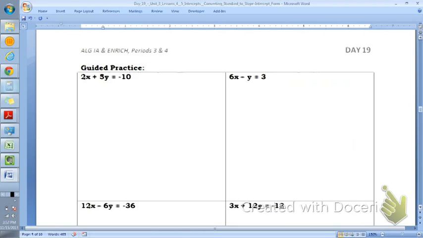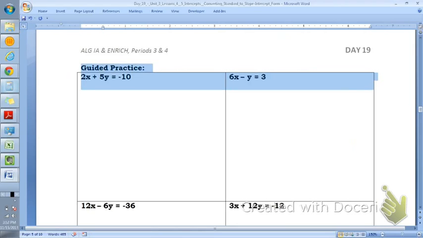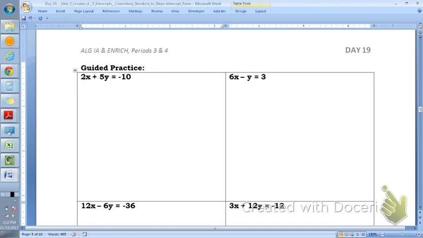Let's try some more guided practice problems. Identify your x term. That'll be the first step. When you identify that x term and see where it's located, you want to move it after your equal sign. Just remember to change its sign. So we have 5y is equal to negative 2x minus 10. You just move that term to the other side of the equation.